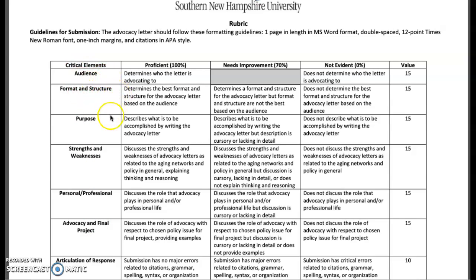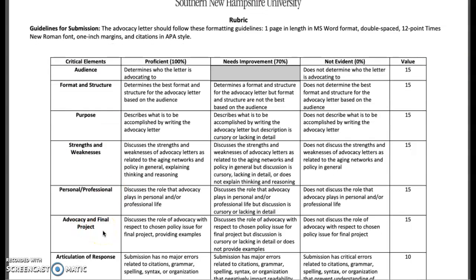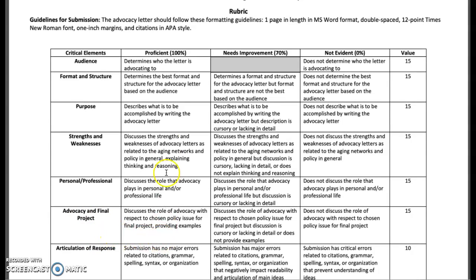So: audience, format and structure, purpose, strength and weakness, personal, professional, role in advocacy, advocacy and final project, and then articulation of response. You'll be graded on whether it's proficient, needs improvement, or not evident. So this is a very black and white assignment, or black, white, and gray, however you want to describe it. My whole point is to say you either are proficient in the critical element for this course, or you need improvement, or you're not.